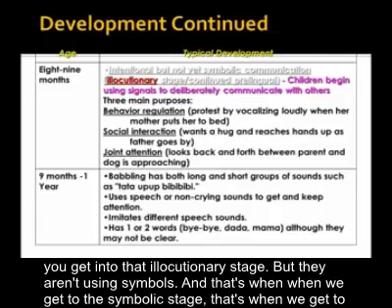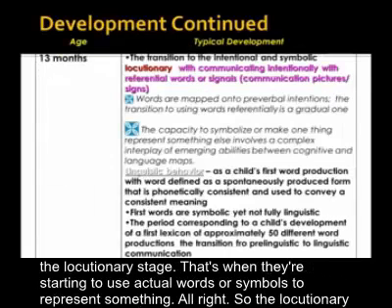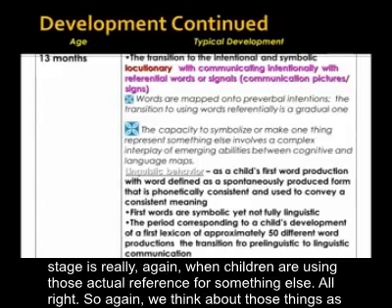And that's when we get to the symbol stage or symbolic stage, that's when we get to the locutionary stage. That's when they're starting to use actual words or symbols to represent something. All right, so the locutionary stage is really, again, when children are using those actual references for something else.